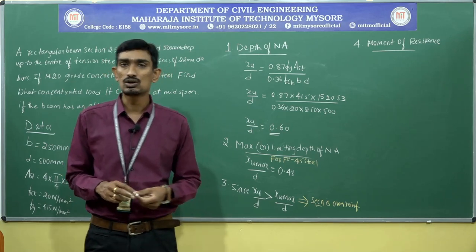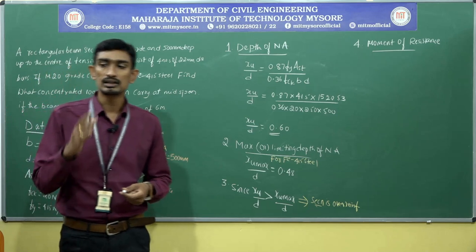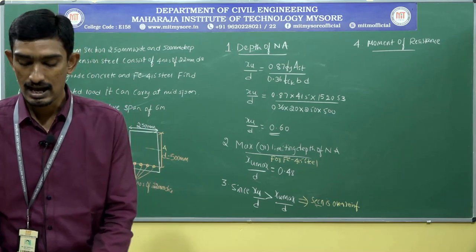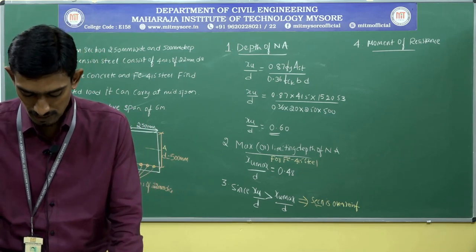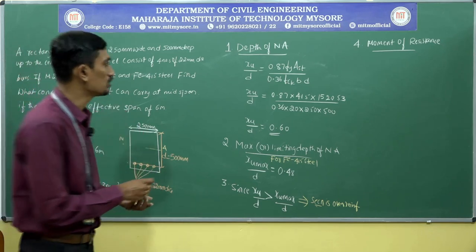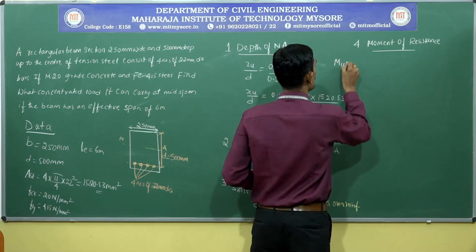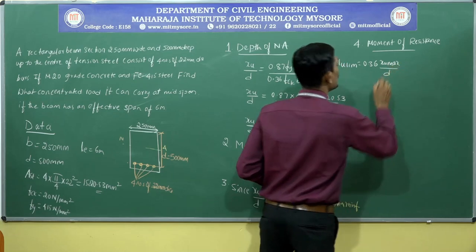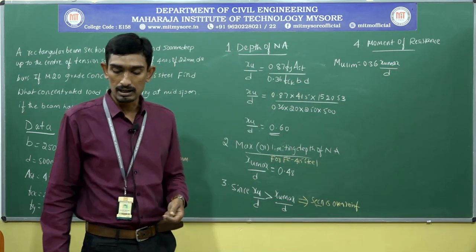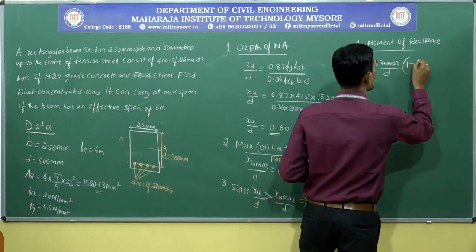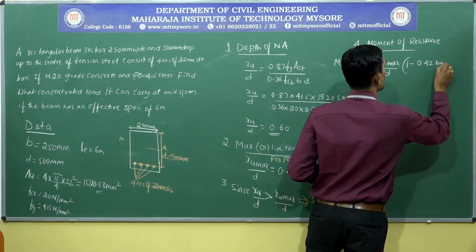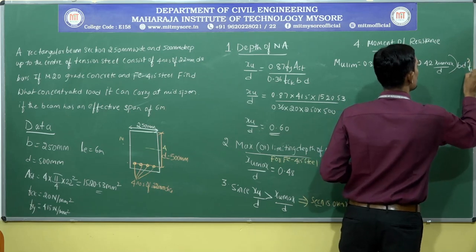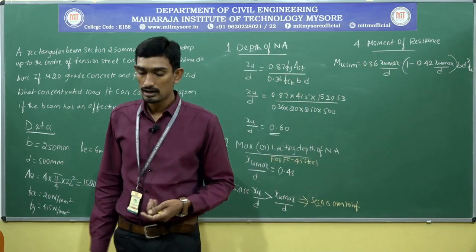Now, since it is the over reinforced case, you can use annexure G 1.1c formula, page number 96. Mu lim equal to 0.36 Xu max by D, multiplied by 1 minus 0.42 Xu max by D, into B D square fck.